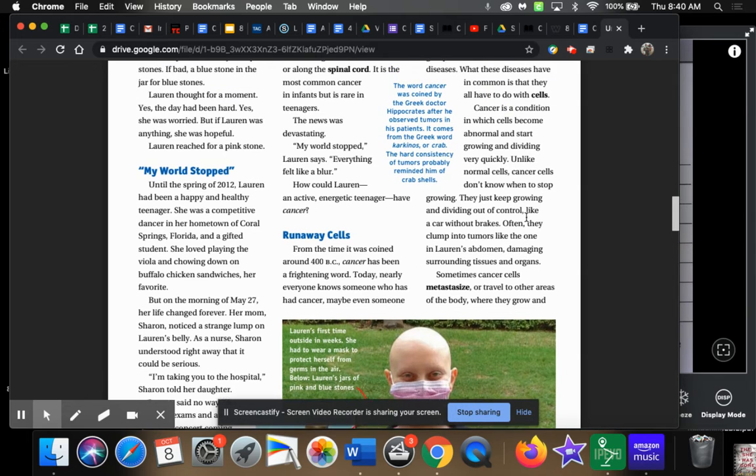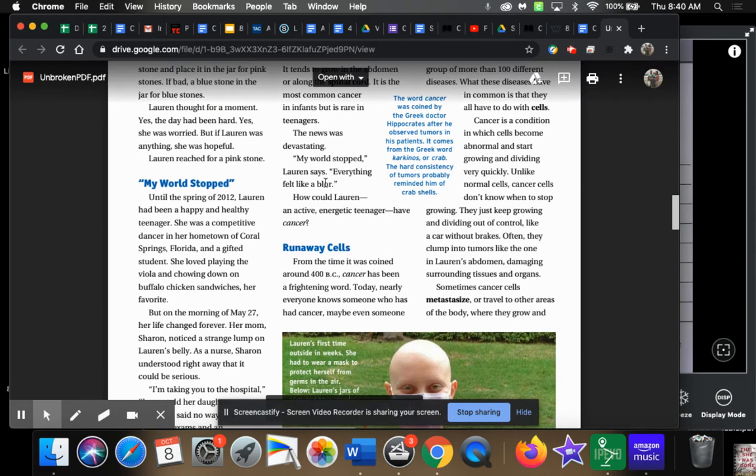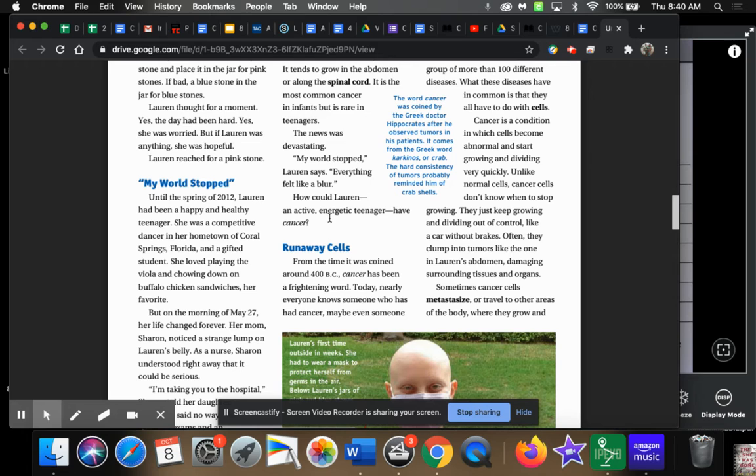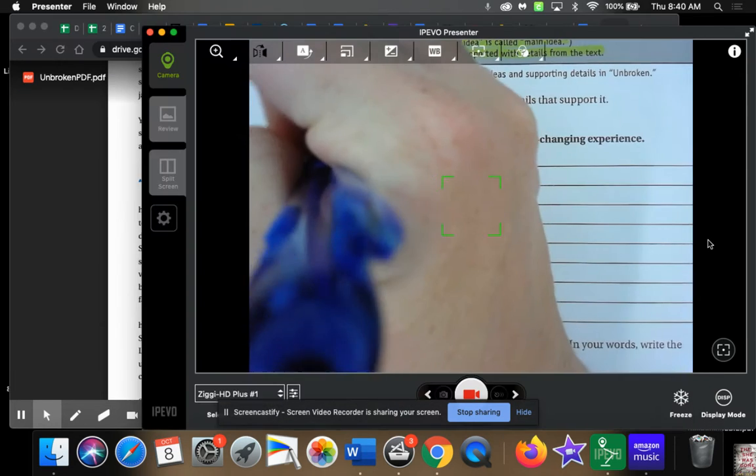Her world stopped. Everything felt like a blur. Honestly, this next one, how could an active, energetic teenager have cancer? Okay. I would go with that. How could an active, oh, I should probably flip over here.